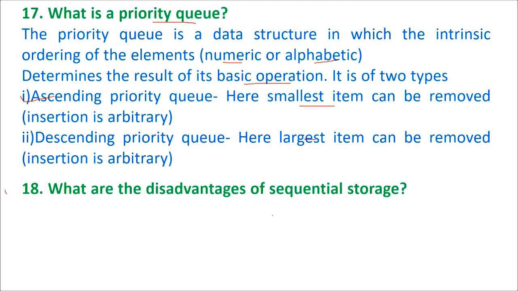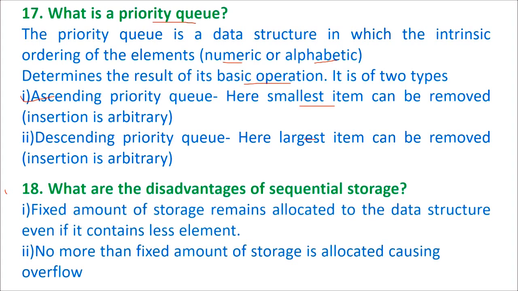What are the disadvantages of sequential storage? Sequential storage means one by one. A fixed amount of storage remains allocated to the data structure even if it contains fewer elements, like in an array. And if no more than the fixed amount of storage is allocated, you are causing an overflow. If this is done, how can you add or store any extra element?